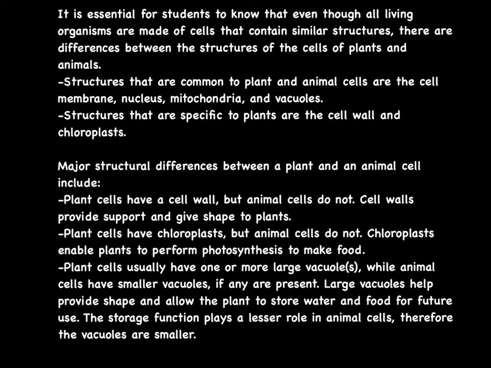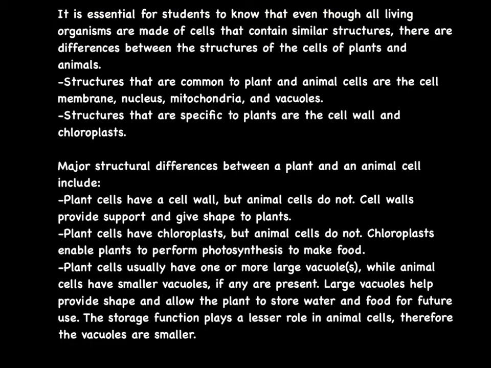It is essential for students to know that even though all living organisms are made of cells that contain similar structures, there are differences between the structures of the cells of plants and animals. Structures that are common to plant and animal cells are the cell membrane, the nucleus, the mitochondria, and the vacuoles. Structures that are specific to plants are the cell wall and the chloroplast.